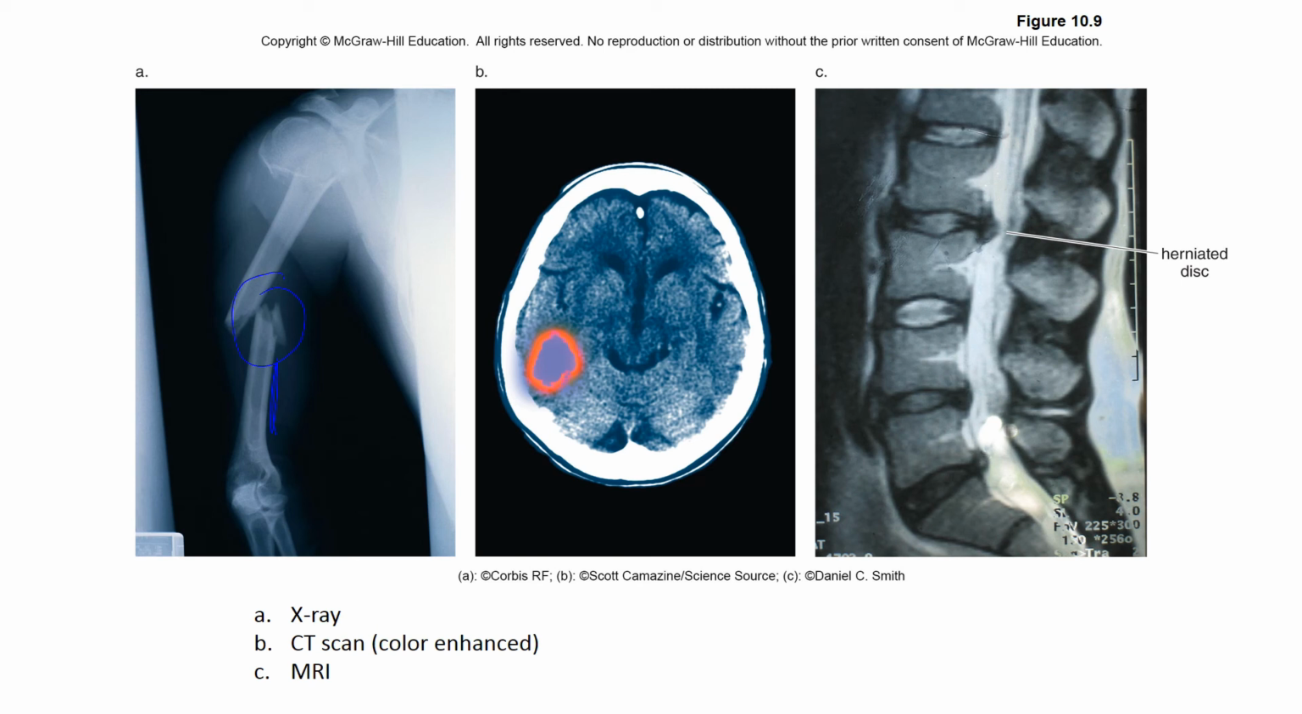In a CT scan, one thing I didn't mention earlier is that we can use a CT scan and we can actually visualize in a three-dimensional view of the body's organs now. So this one's color enhanced and we can see a tumor in the brain using the CT scan.